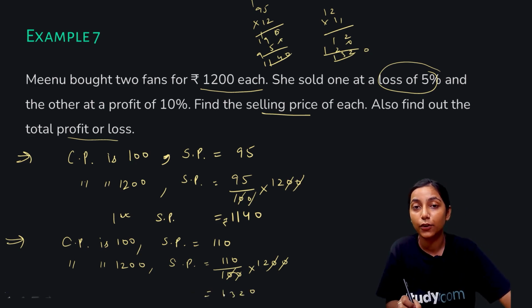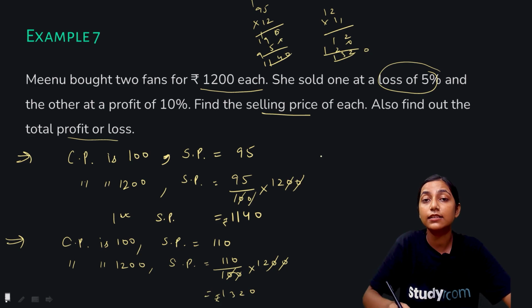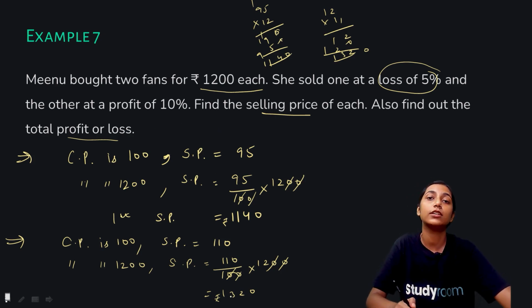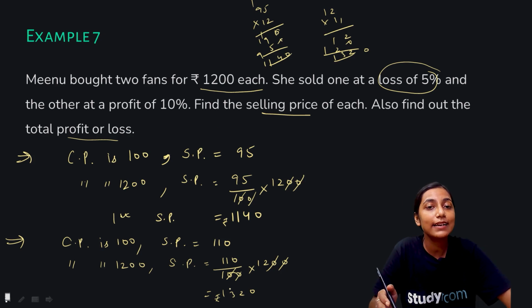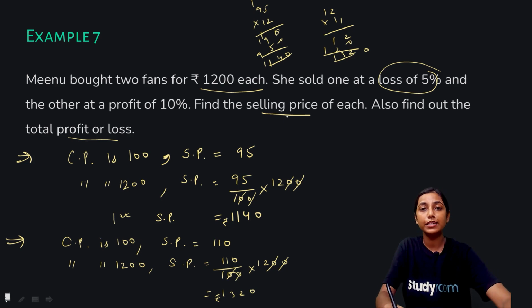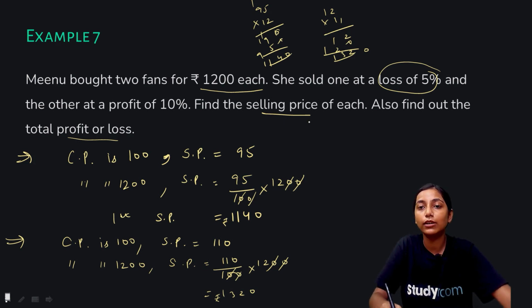1320 rupees. So in the second case, since she is having a profit, the selling price for the second fan in which she is having a profit of 10% is 1320. She bought that second fan for rupees 1200, but she sold it at rupees 1320. So this is her selling price. First part is done. We have found out the selling price of both of the fans. Now we need to find the total profit or loss.